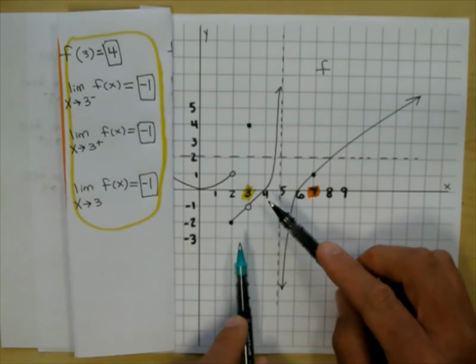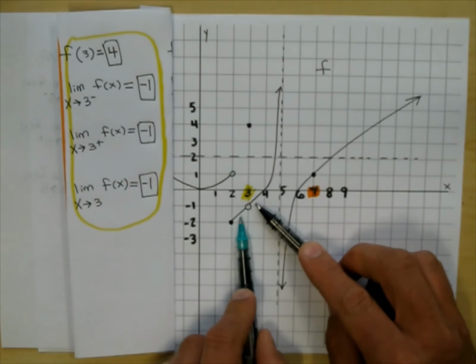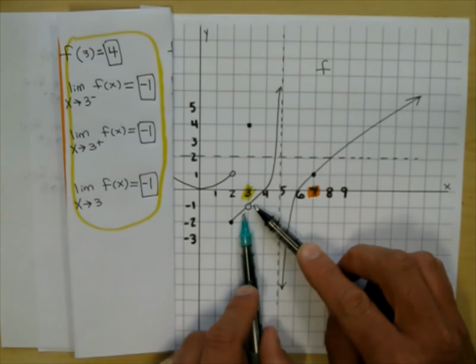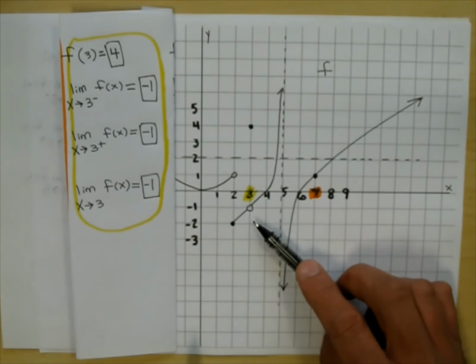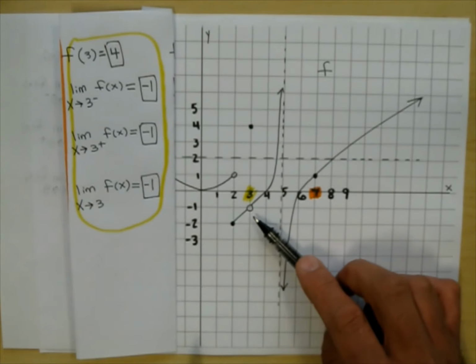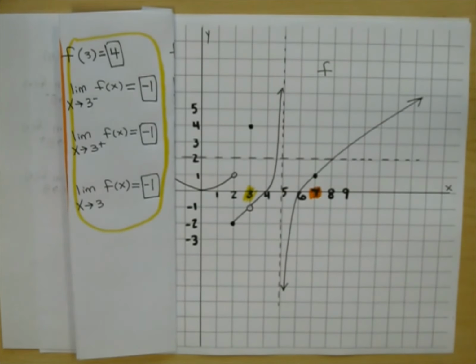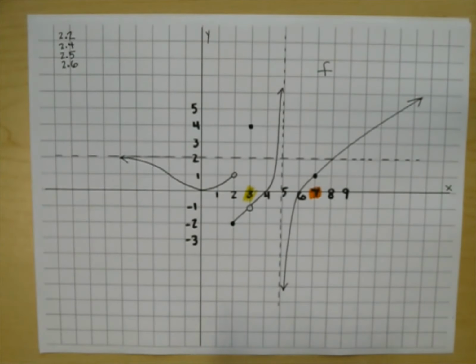Another way of looking at it is those two bugs, as they approach 3 from both sides, they are about to step on the same y value of -1. I know there's a hole there and they're probably going to die, but who cares what happens at the point? Limits don't. Let's go ahead and take a look at the next x value.